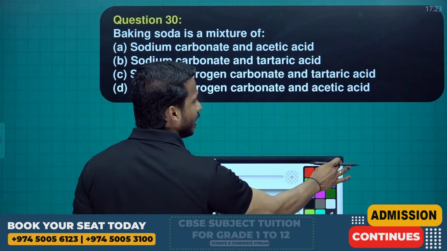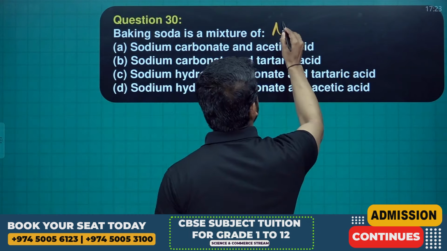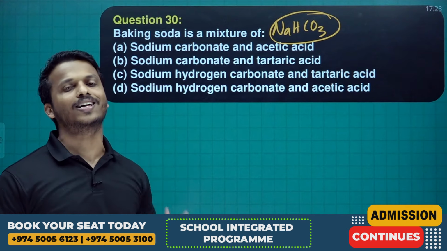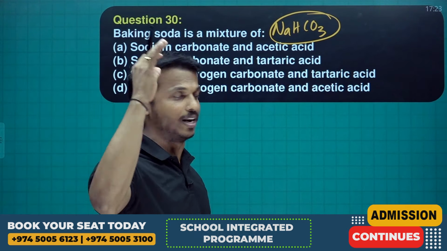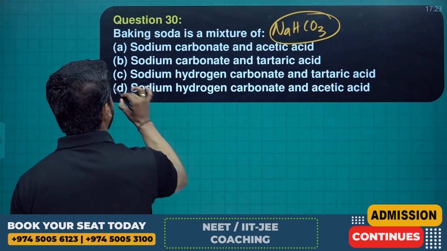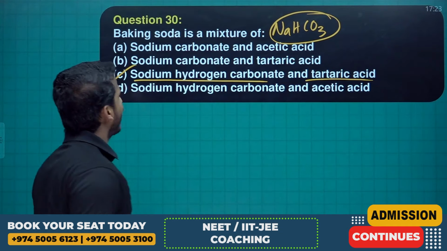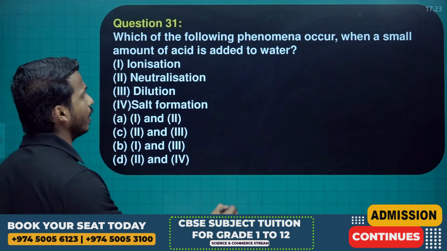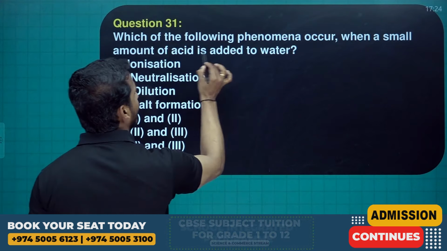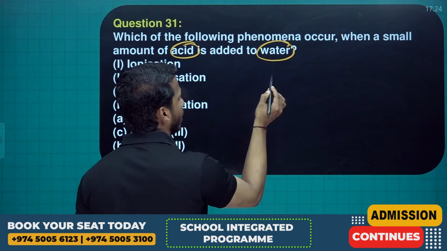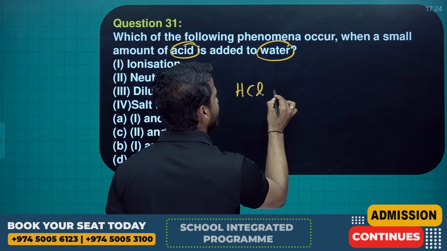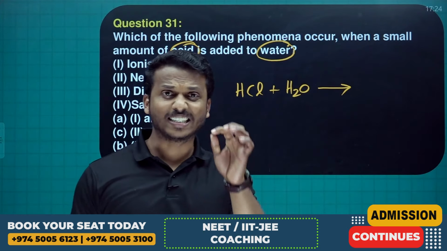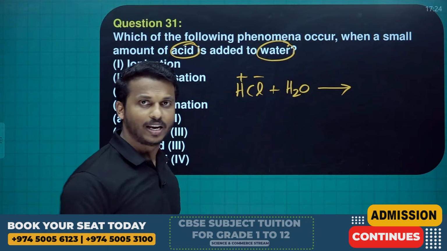Next one, baking soda is a mixture of. We know baking soda is sodium hydrogen carbonate or sodium bicarbonate. Traces of tartaric acid are also there, which we get from turmeric. So sodium hydrogen carbonate and tartaric acid is the exact combination of baking soda. Now, which of the following phenomena occur when a small amount of acid is added to water? Let me give you one example. HCl is the acid. What happens if you add it to the water? We know HCl will give you H plus and Cl minus in water.